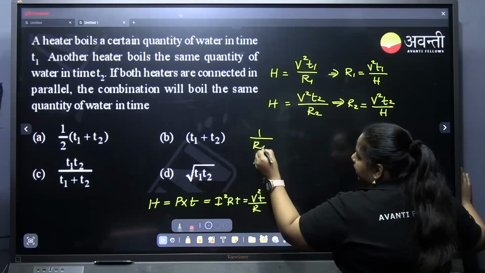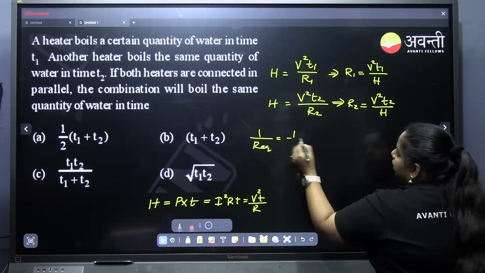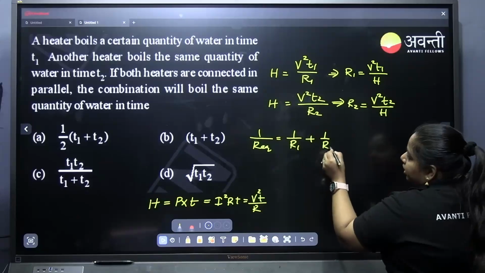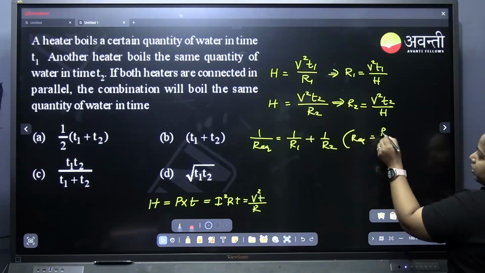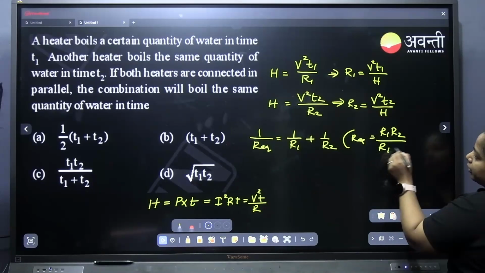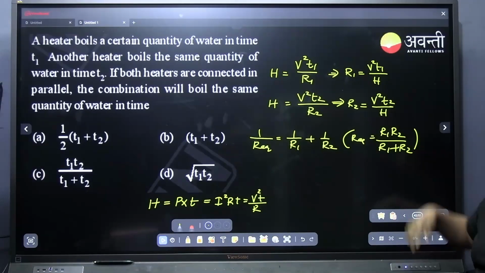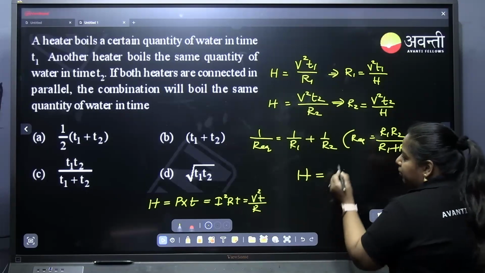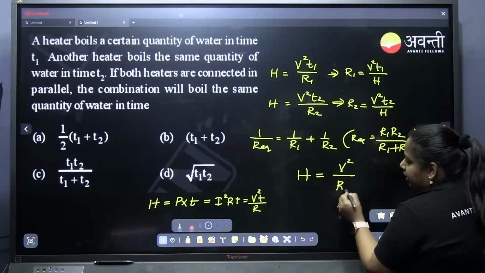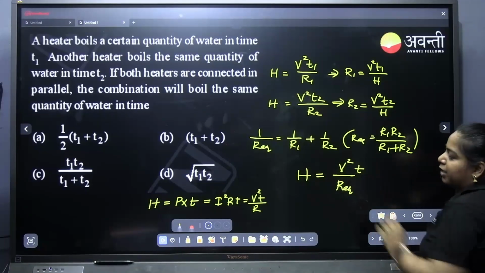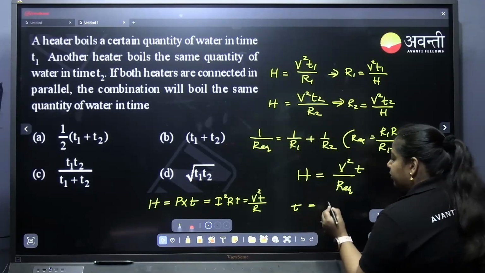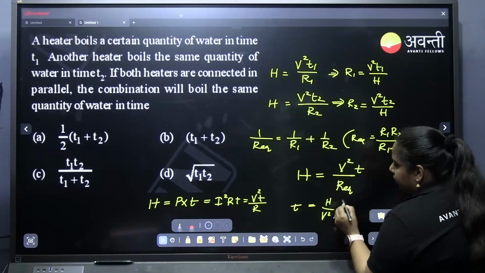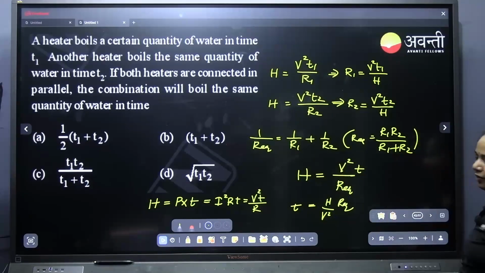Equivalent resistance: 1 by R equivalent equal to 1 by R1 plus 1 by R2. Or directly you can find R equivalent equal to R1 R2 divided by R1 plus R2. Directly you can also substitute. Once you get R equivalent, again heat is same, voltage is same, H equals V square by R equivalent into T. This time you have to find time. So time taken will be equal to H by V square into R equivalent. Just find R equivalent from this.